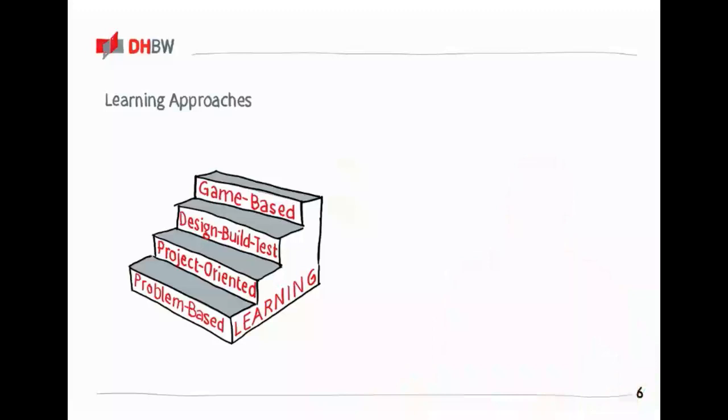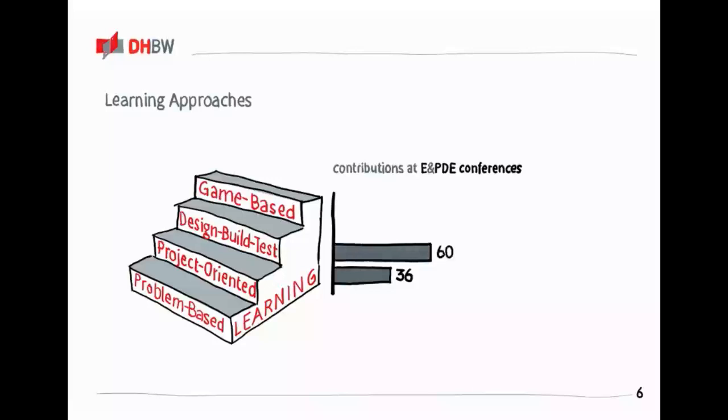This graduation of learning approaches also seems to exist within the research presented at the EPDE conferences. Among the totality of more than 1,300 publications currently accessible in the publications repository of the Design Society, the vast majority addresses problem-based and project-oriented learning, with 36 and 60 contributions respectively. With 30 contributions, design-build-test experiences attract far less interest. In comparison, game-based learning, with 60 contributions only, rather is the wallflower among the learning approaches.